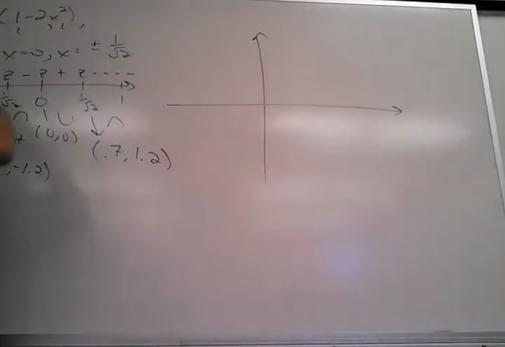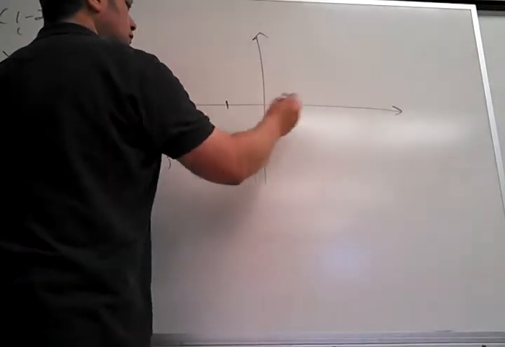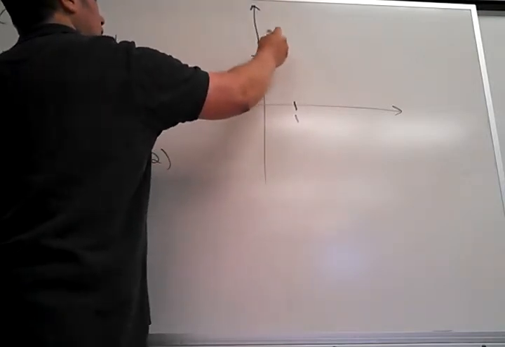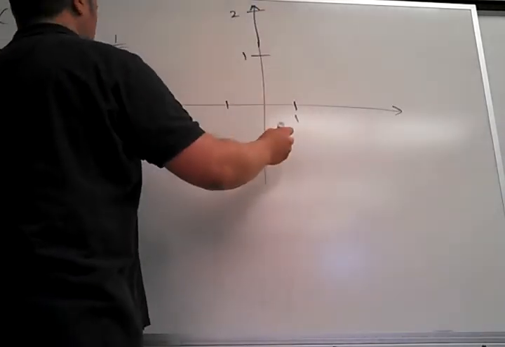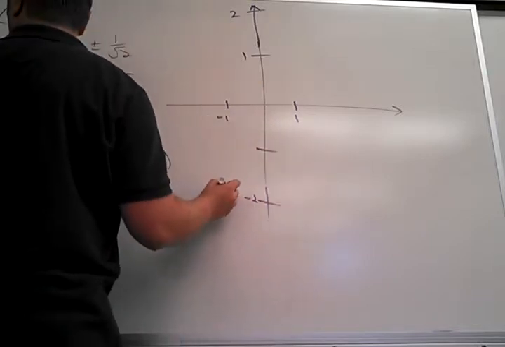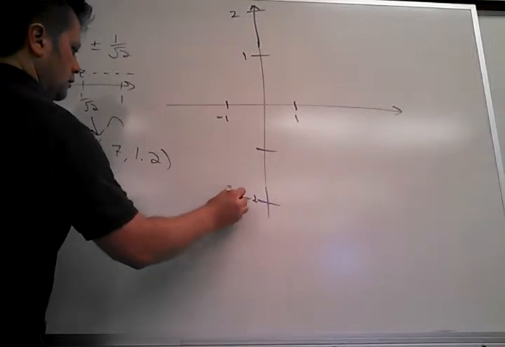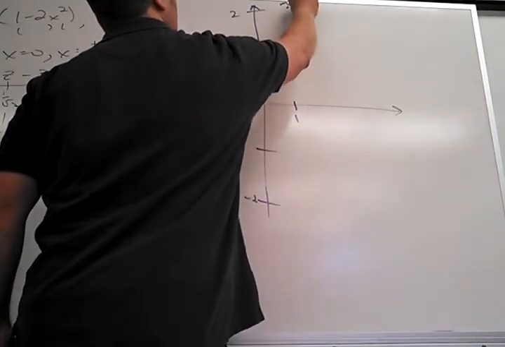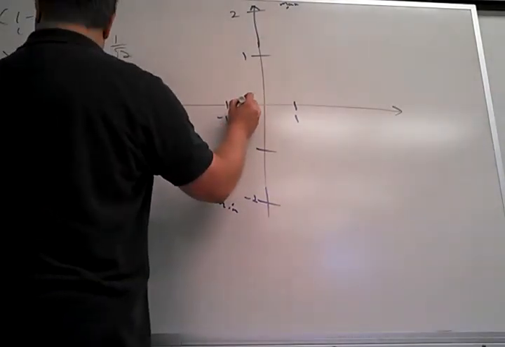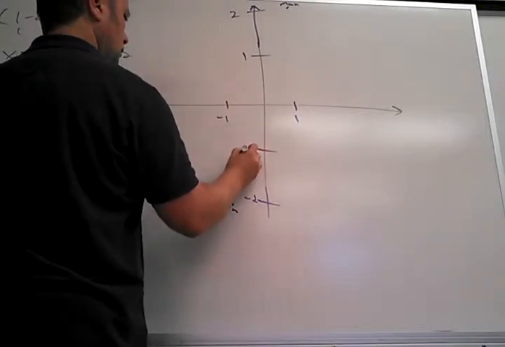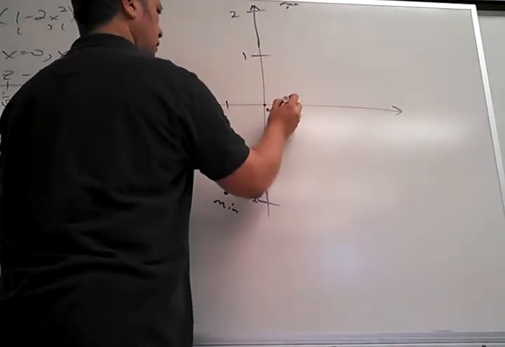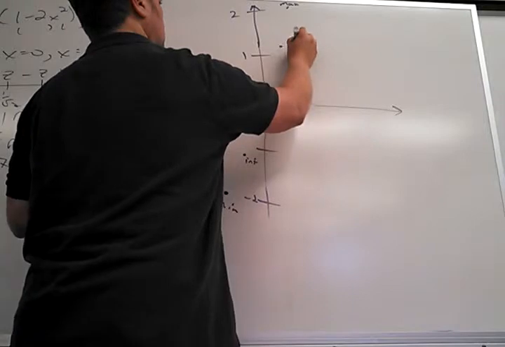So you have a max at 1, 2. Oh yeah, that's right, we did get that. I just didn't make my scale big enough. So let's make my scale like that. 1, 2, -1, -2. So this is a min. This is a max. -0.7, -1.2 is an inflection. 0.7, 1.2 is an inflection.